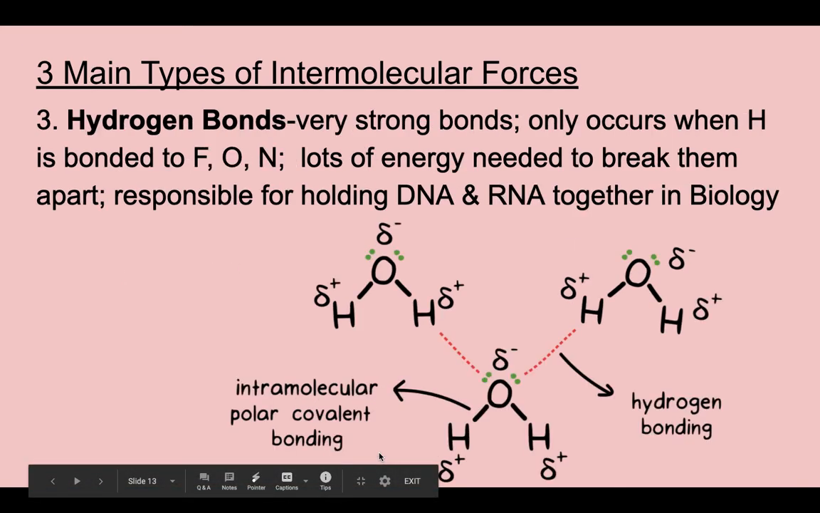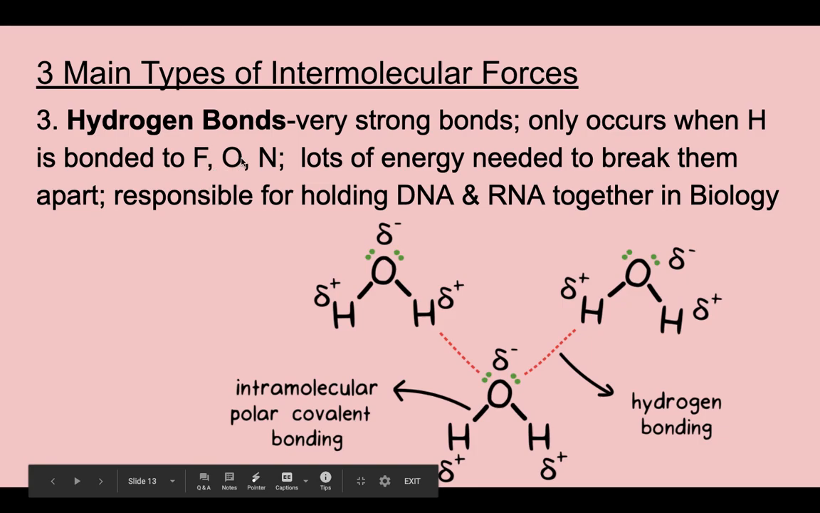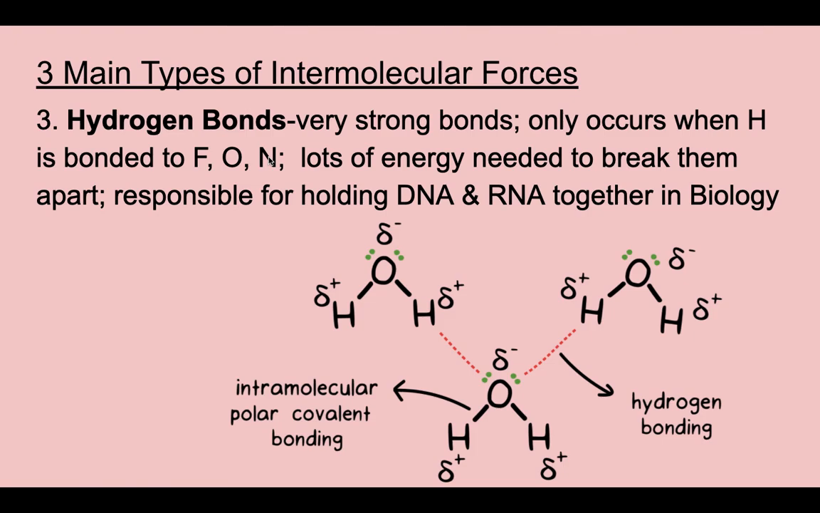The third type is a hydrogen bond. These are very strong bonds, and they only occur when hydrogen is bonded to fluorine, oxygen, or nitrogen. The hydrogen has to be touching one of them. There is a lot of energy that is needed to break these bonds apart, and they are responsible for holding the DNA and RNA together in biology. And those are extremely powerful strands, so we know how strong these hydrogen bonds must be.